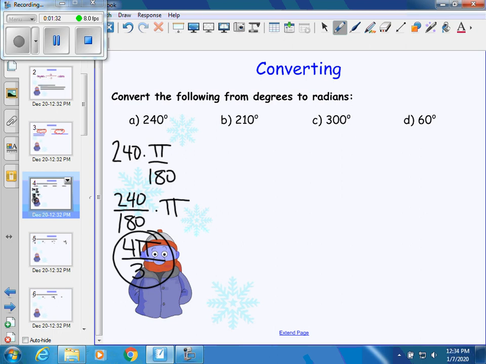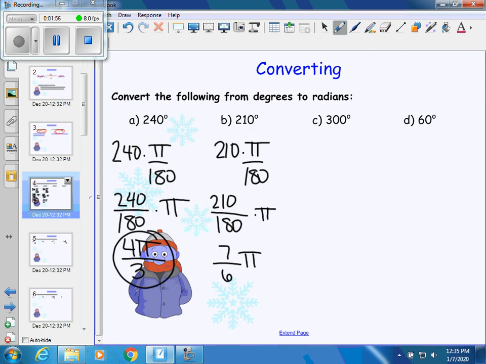Again, we take the number, multiply it by pi over 180. In our calculators, we type 210 divided by 180. Not going to multiply by pi, but I'm sticking it over there so I don't forget to add it to my answer. And when we do that, we get 7 over 6 pi. I would like you to please try the next two problems there on your own.